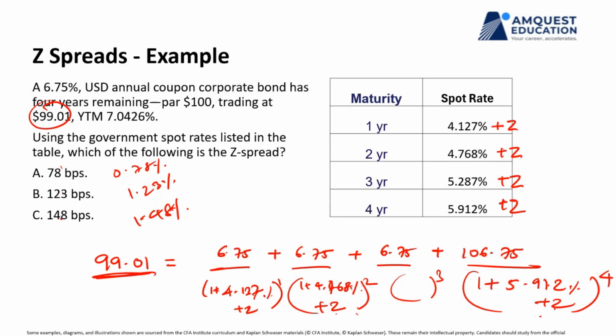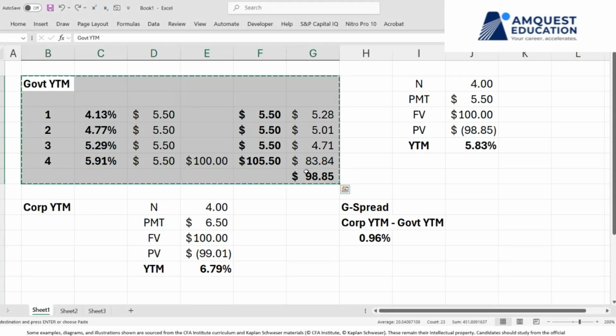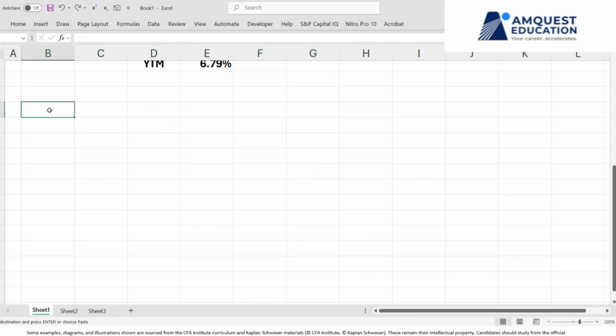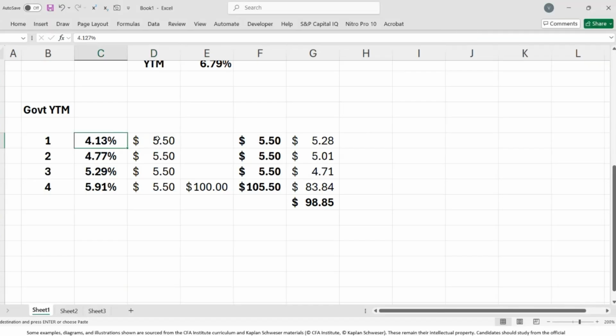I can obviously put this on an Excel sheet quickly for you. So let me just copy this, put it here. 4.127. I think the rates are the same, 4.768, 5.287, 5.912. The coupon will be 6.75. We are calculating Z spread.